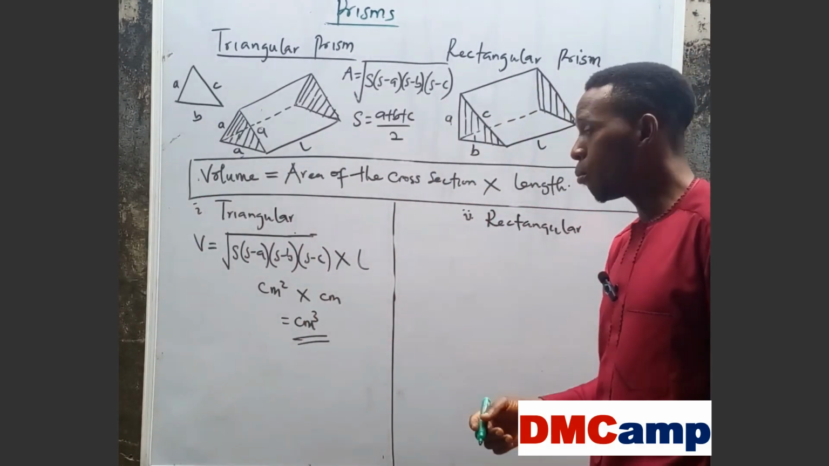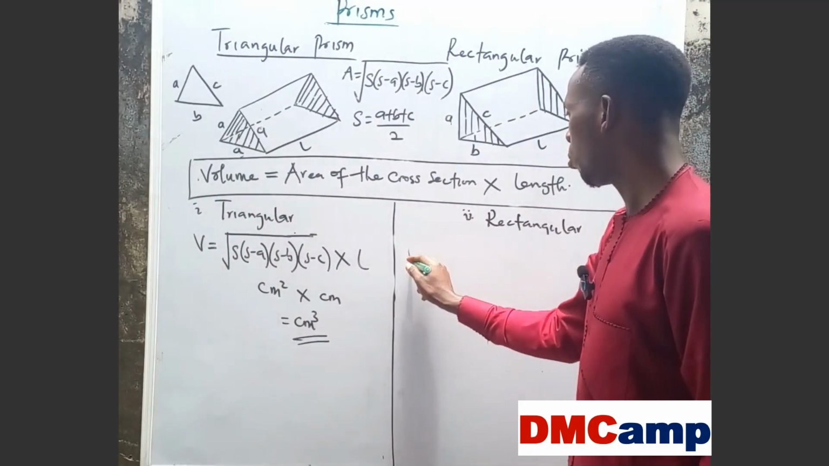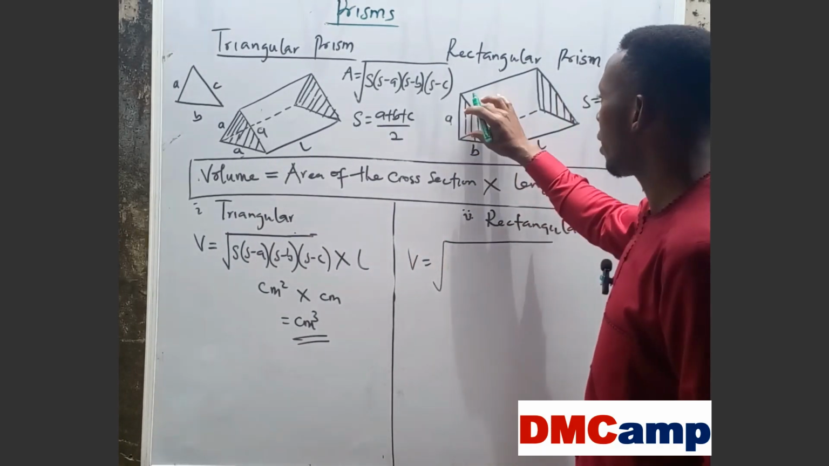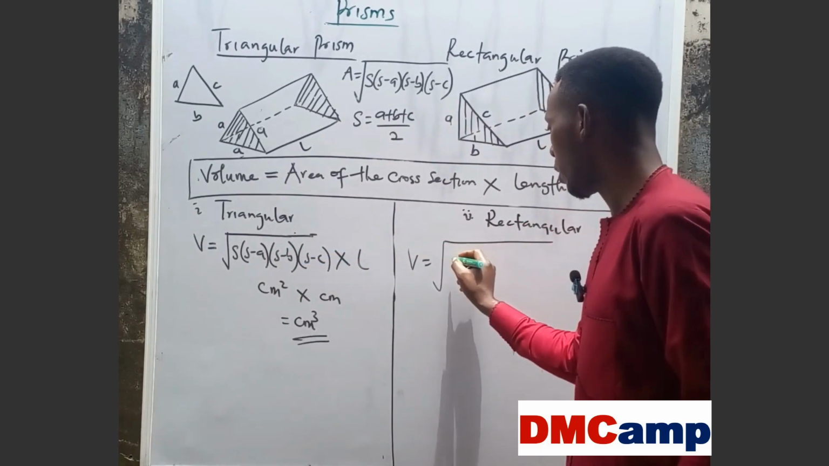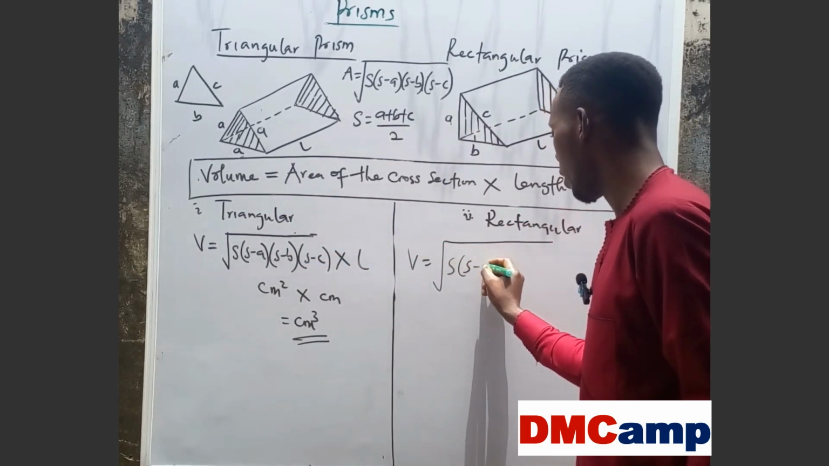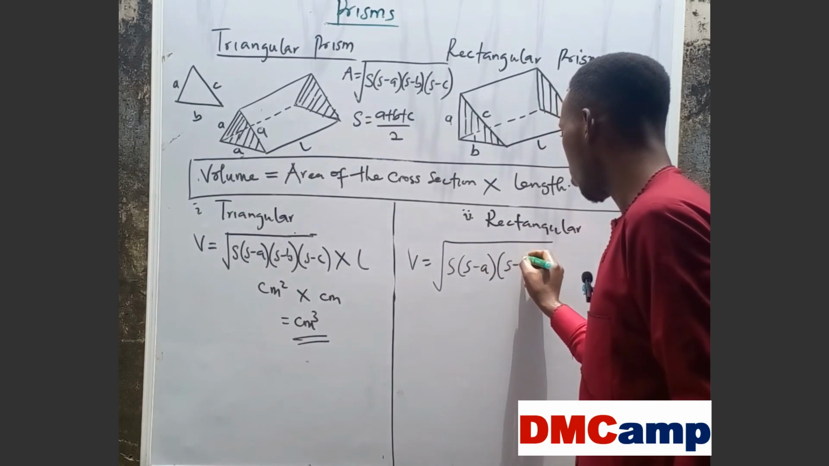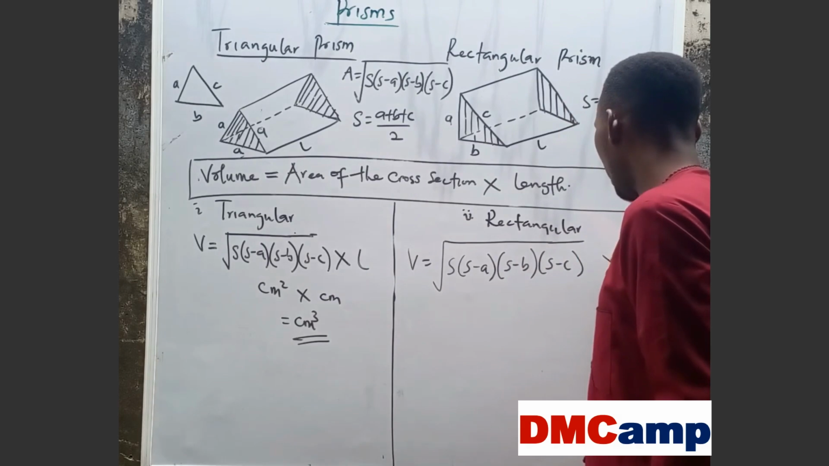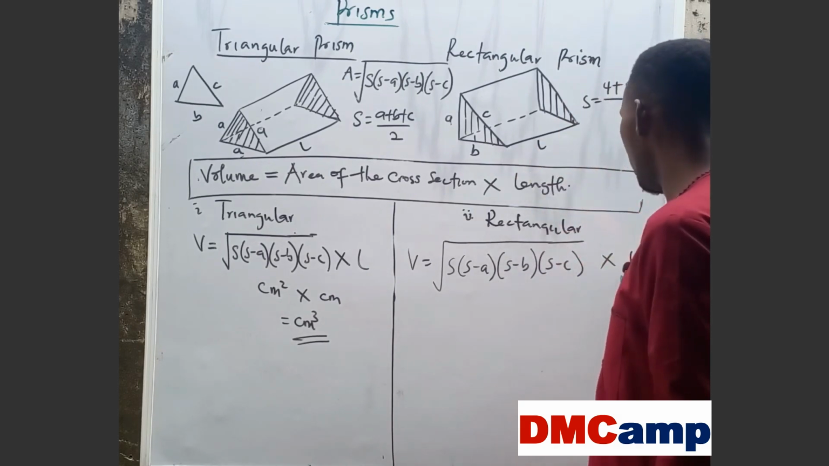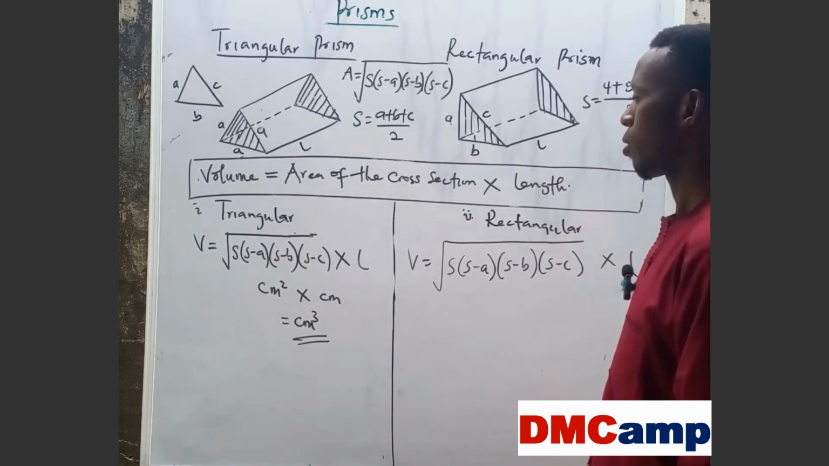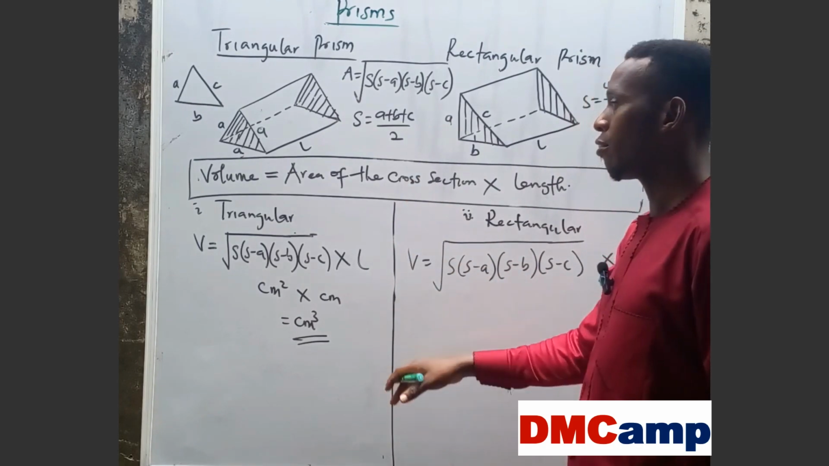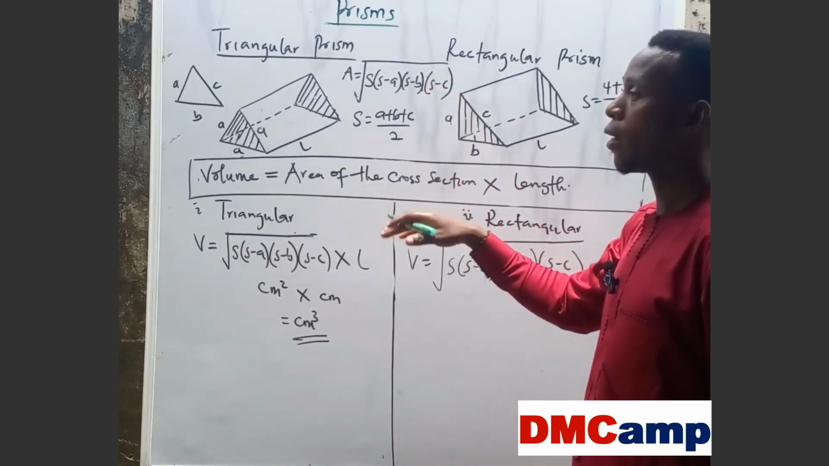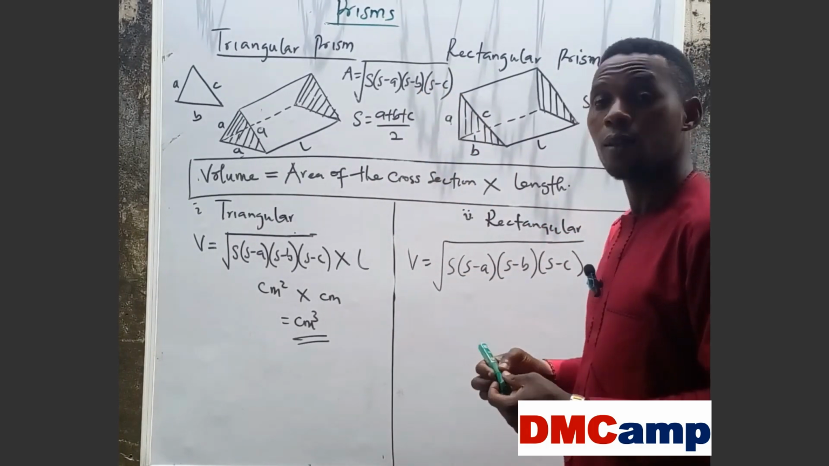Now let's see that of the rectangular prism. We are using the same formula. The volume is going to give you the area of this side, which you can use this to get the root of S into S minus A, S minus B, S minus C. Then multiply everything by the length here. So you are going to have this. So this is how to derive the formula for the volume of triangular and rectangular prisms.